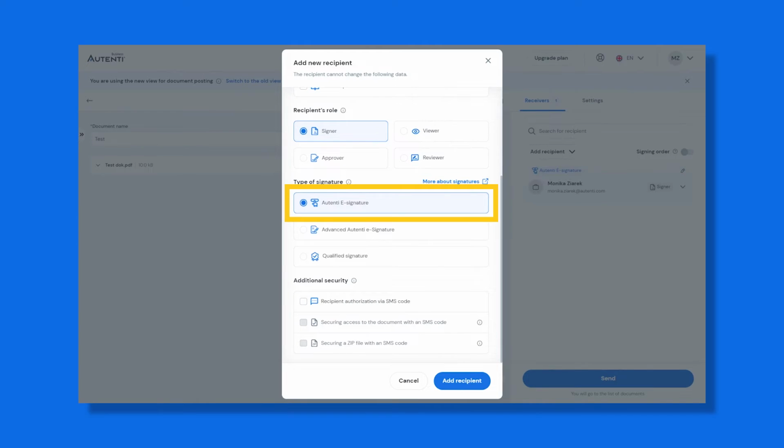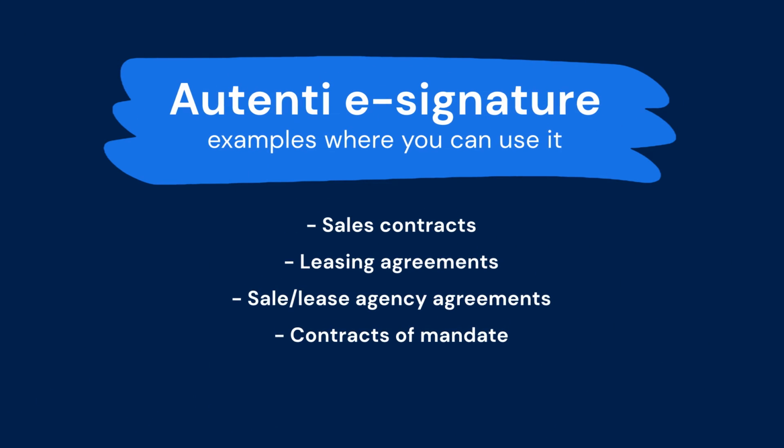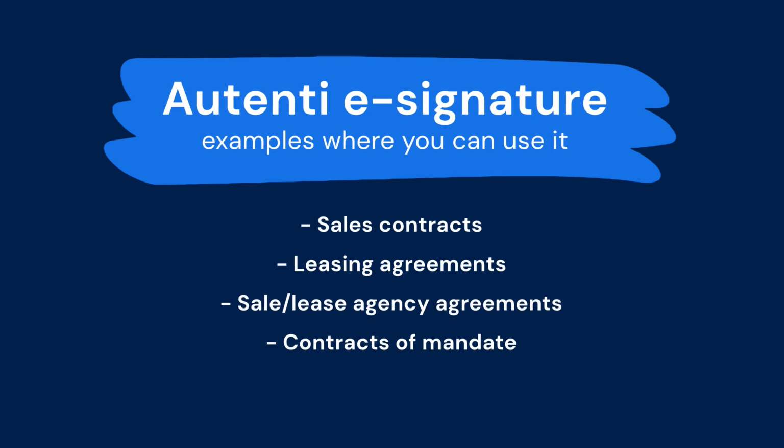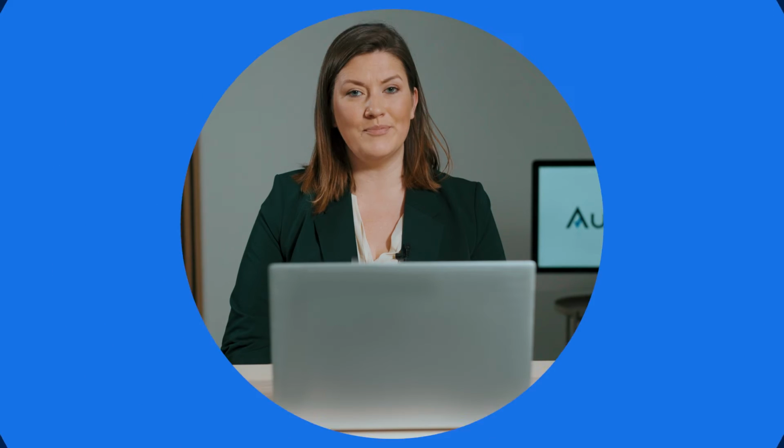Now, let's dive into e-signatures. Autenti e-signature. This signature allows you to confirm your agreement electronically. It's perfect for everyday business transactions. For example, think of quickly signing a lease agreement without printing or scanning. It's like saying, I agree, digitally.